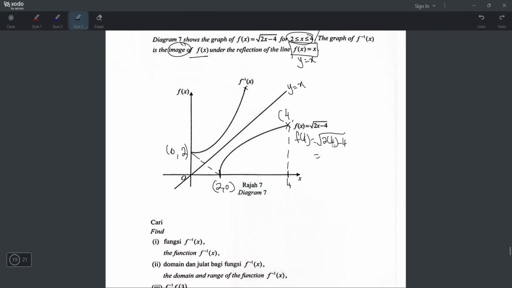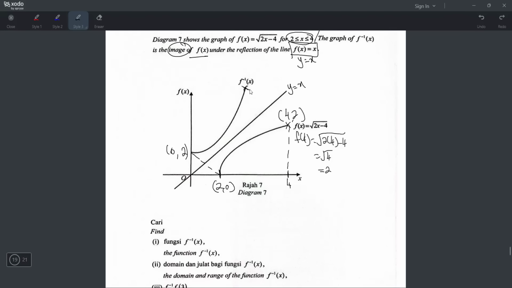Okay, so 2 times 4, 8, 8 minus 4, 4, square root 4 is 2. Actually got two answers, 2 and negative 2. But what do you think? This y coordinate is confirmed positive. So I write here 2. Okay. Wait, but it doesn't make sense, the diagram. Because if this is (4, 2), it means this is 2, right? But the 2 is down here. So the diagram is a bit off. Okay, it's okay. But anyways, this is (4, 2).